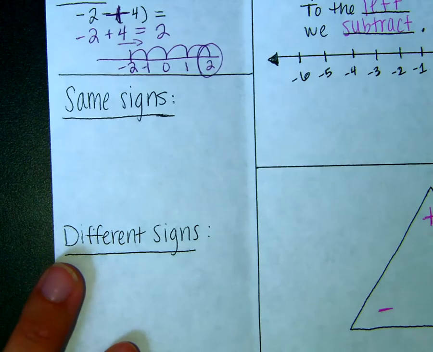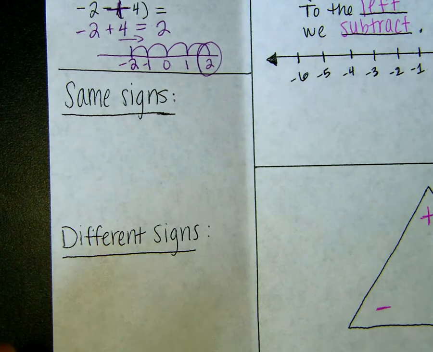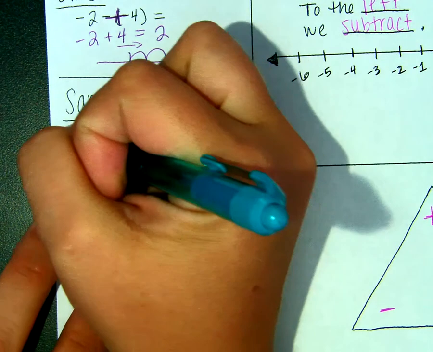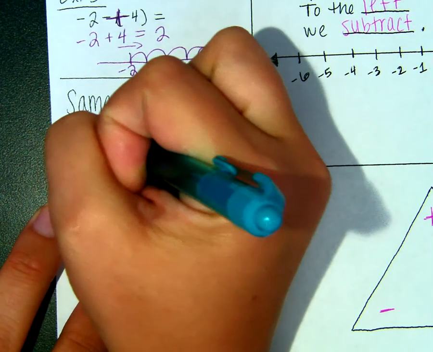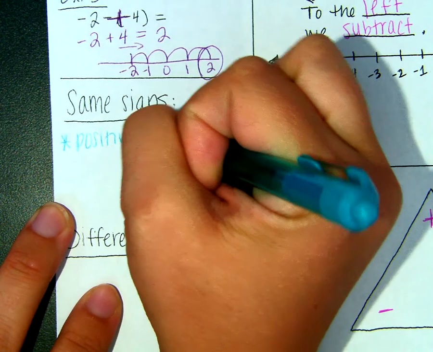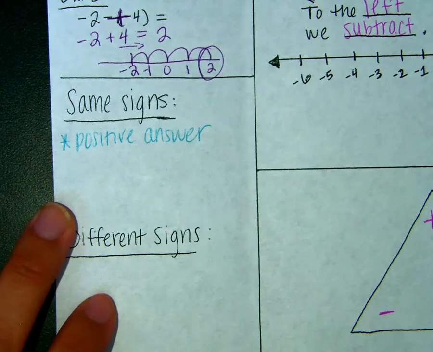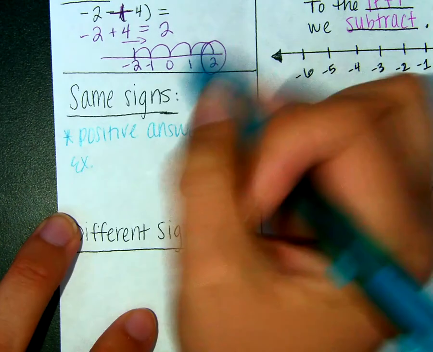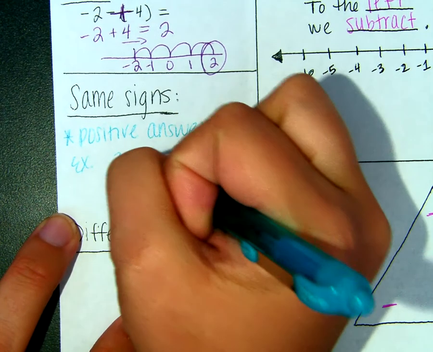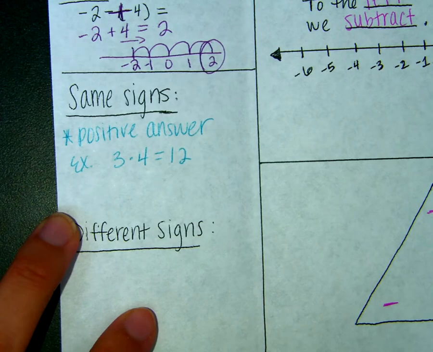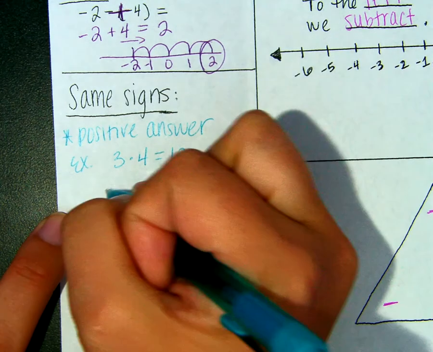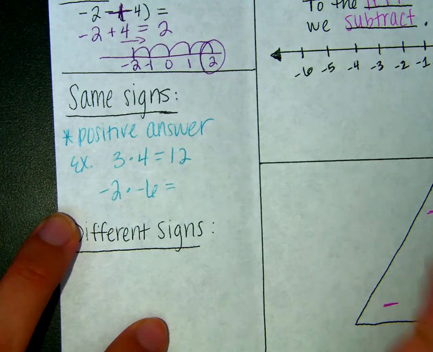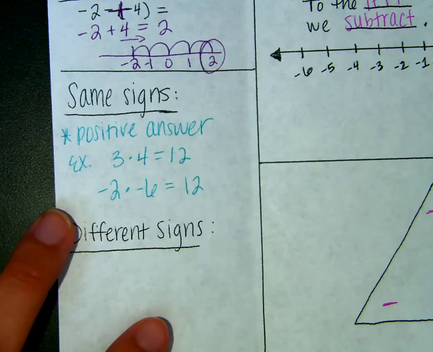So your rule for same signs when multiplying, the signs are the same, you will have a positive answer. So for example, 3 times 4 is 12. Negative 2 times negative 6 is still a positive 12.